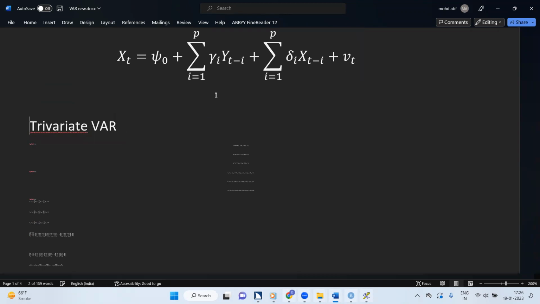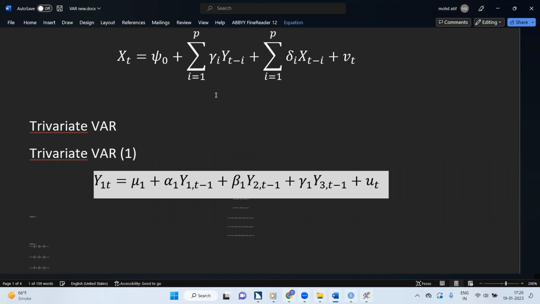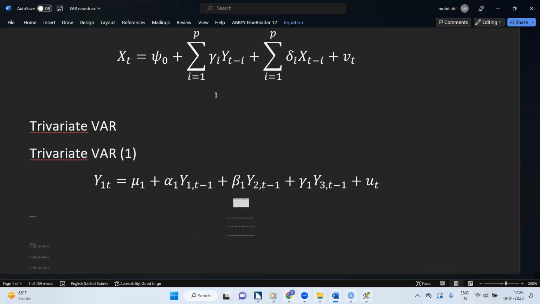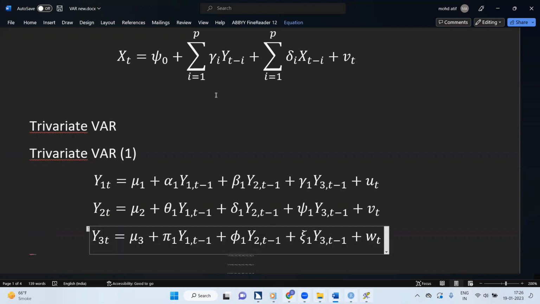Then we can have a trivariate VAR. It means three variables. It looks like this. The concept is similar. So trivariate VAR 1. Yes, symbols are different. Here y1t, y2t, y3t are endogenous variables, and their past values y1t minus 1, y2t minus 1 are predetermined, because if I talk about today, then I have all the information available till yesterday. So y1t minus 1 or y2t minus 1, these all are predetermined variables. These are the lags.